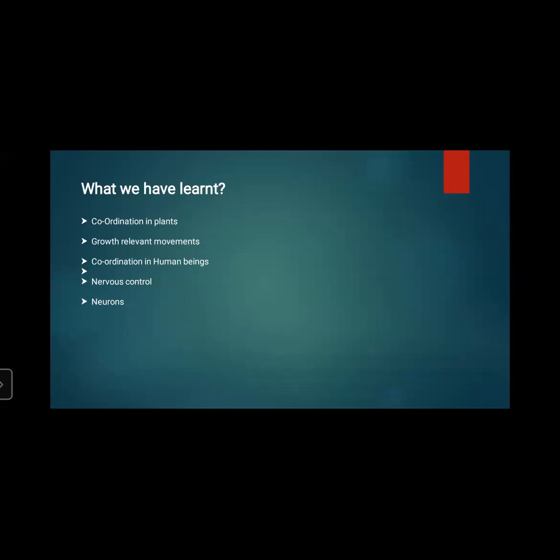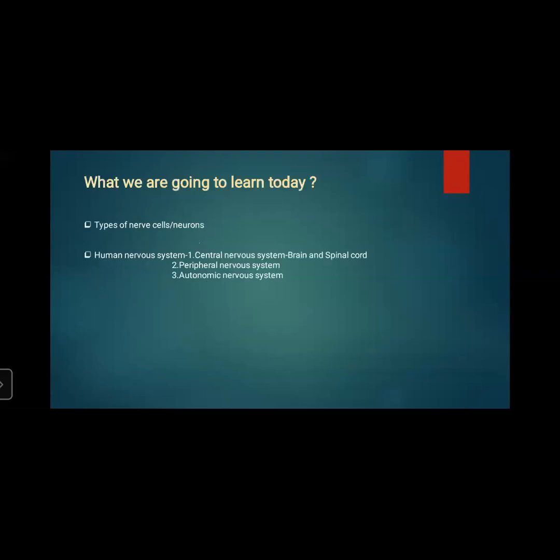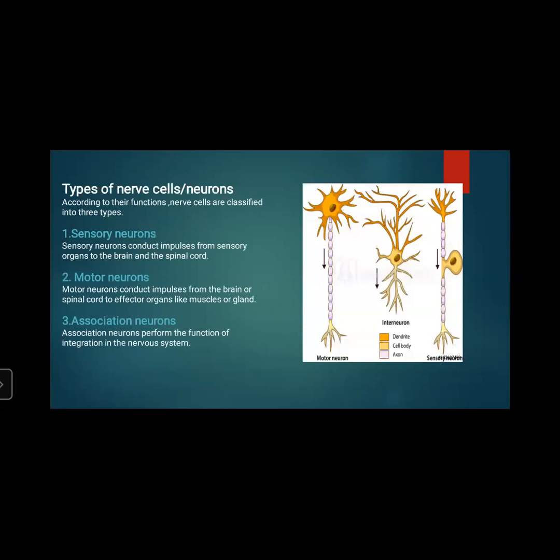So, till here we have learned about coordination in plants, growth relevant movement, coordination in human beings, nervous control and neurons. Now we are going to learn about types of nerve cells or neurons, human nervous system, in that central nervous system, peripheral nervous system and autonomic nervous system. In central nervous system, brain and spinal cord we are going to learn. So let us start with these. Types of nerve cells or neurons.